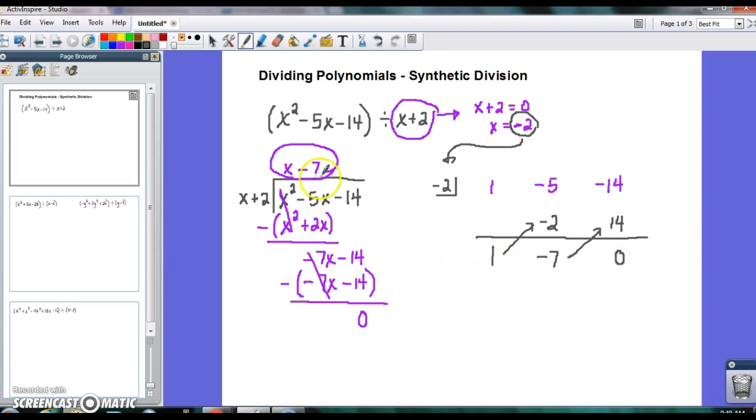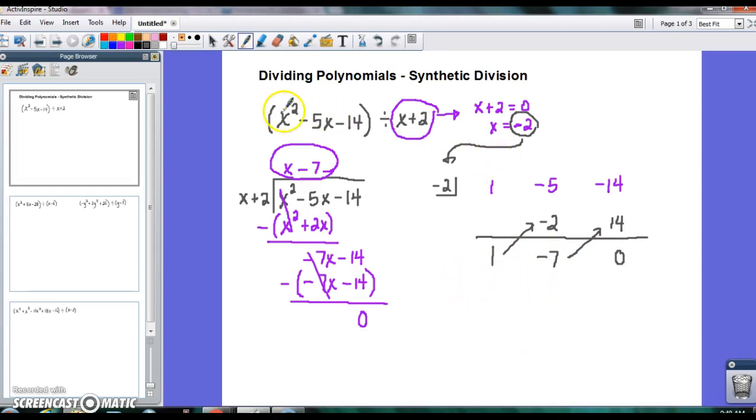Notice what I have here. I have the same number that would be in front of the x. I have negative 7, which I also have up here. And then my last number is my remainder. Same thing I had here. I had 0 remainder here. I have 0 here. All you have left to do is write your answer, because you're not done. You have to write it in the proper form.